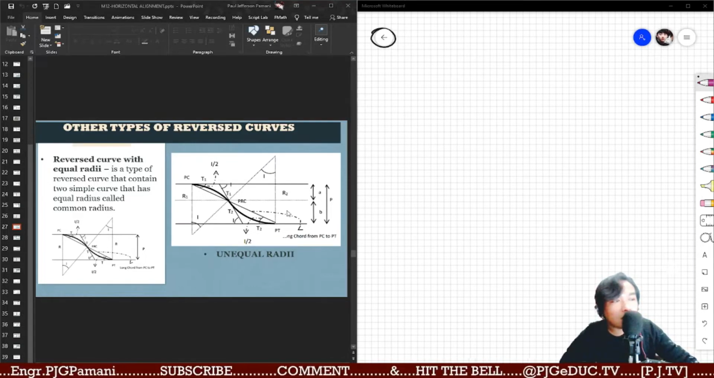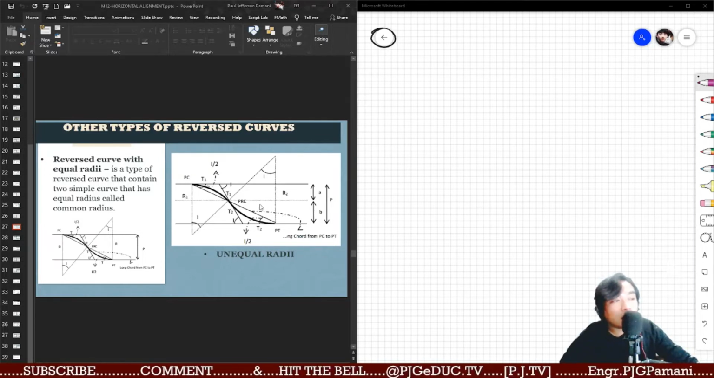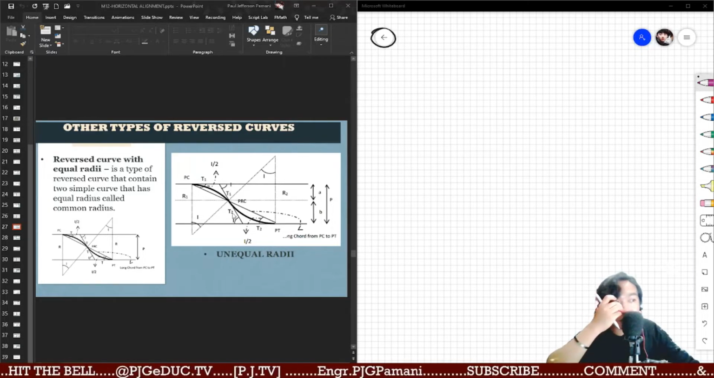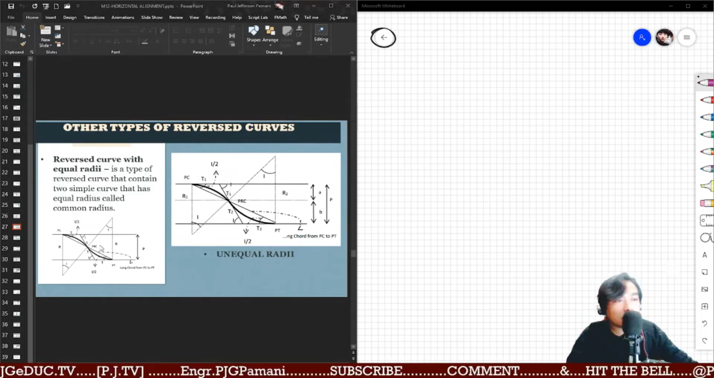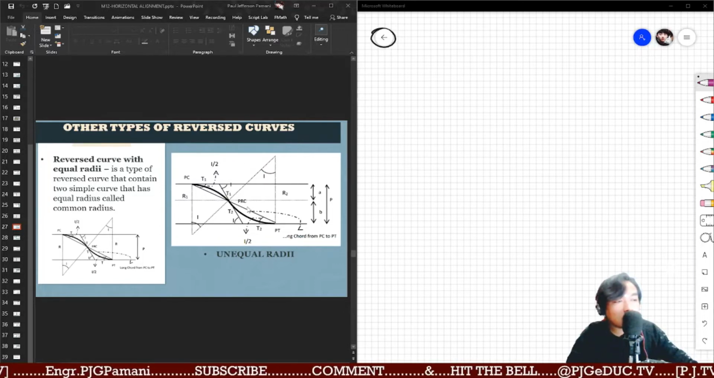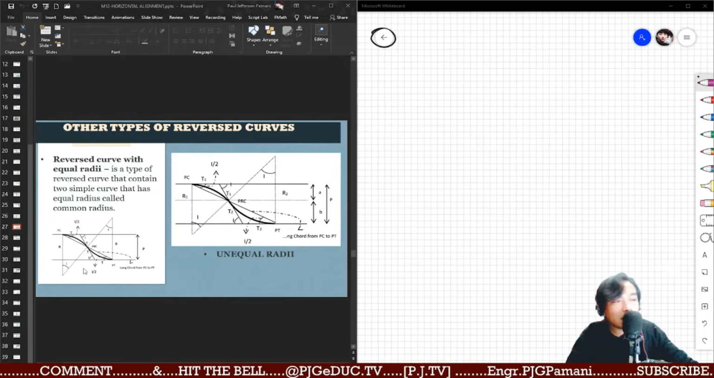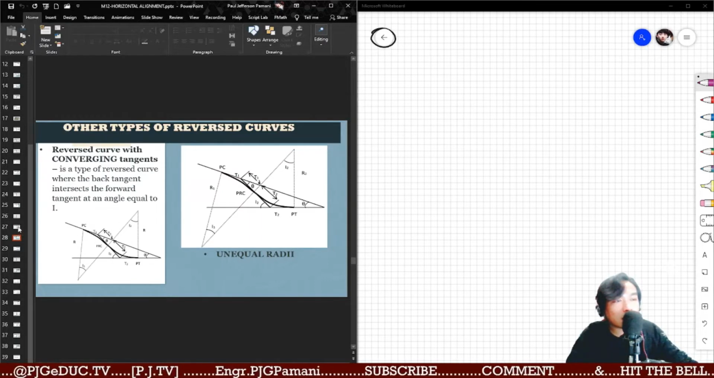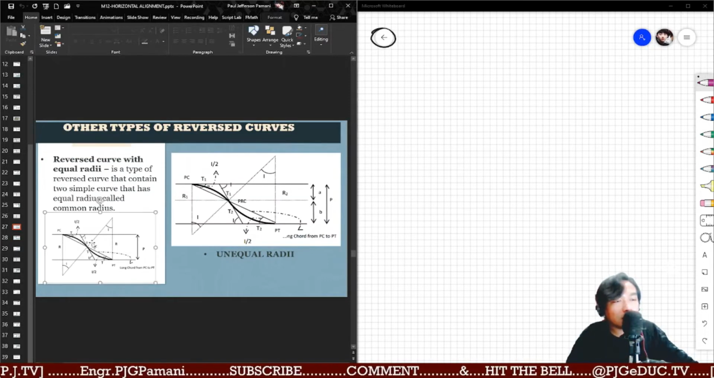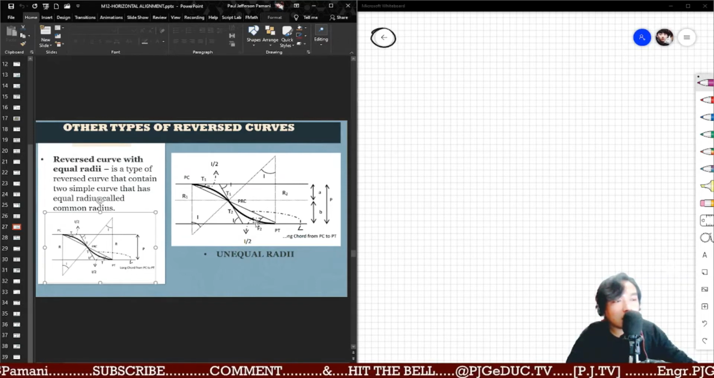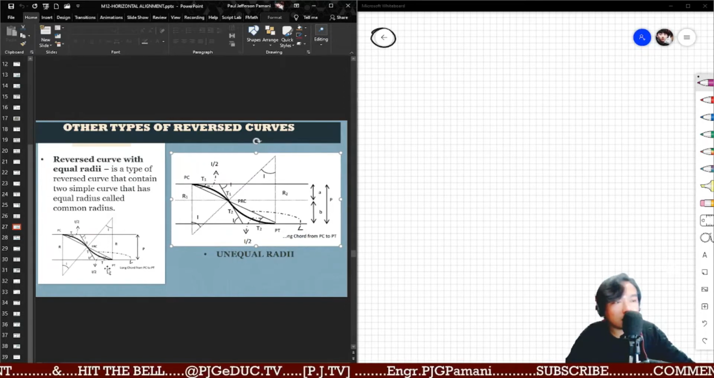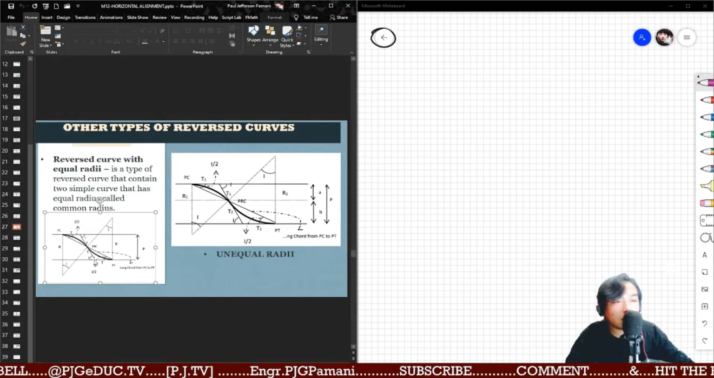Basically, they are also simple curves, but a combination lang naman sila with regards to a reverse curve. Okay, parehas lang po iyan. Ito yung equal radii. First, this is an equal radii. Then the next figure is an equal radii. Then, ito yung equal radii pala. Ito yung equal radii. Ito naman yung unequal radii, kagaya ng mga binigay nating example kanina. But this is an equal radii.